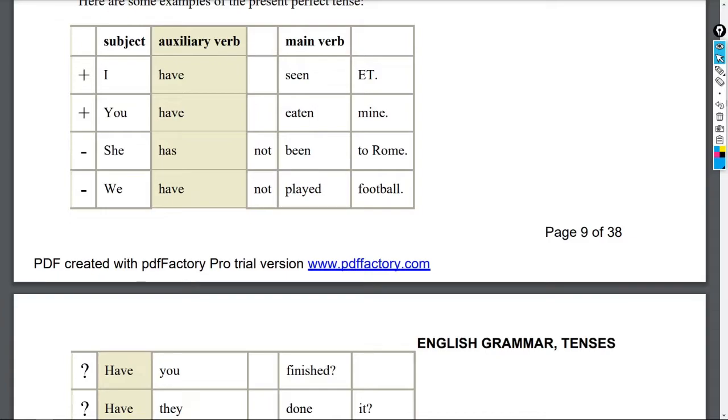So these are the uses. You have to notice: I take the have, and then the original base form of the verb was see, and from there see, saw, seen. Eat, ate, eaten. Be, was, been. We have not played, coming from play. Play is the base form of the verb. Therefore, let us continue now.